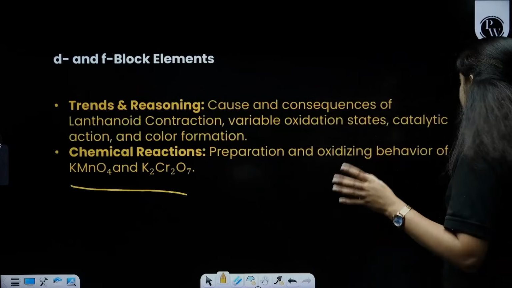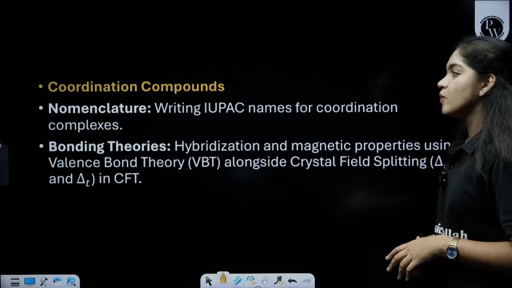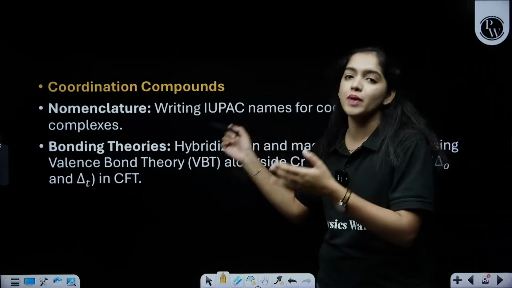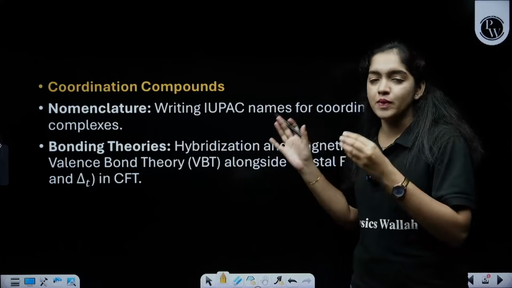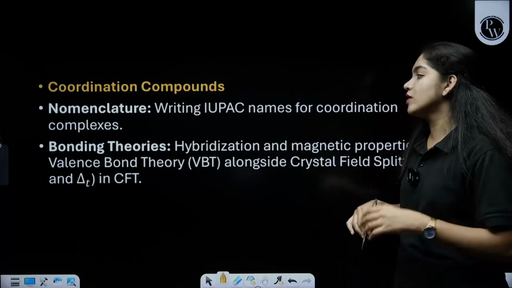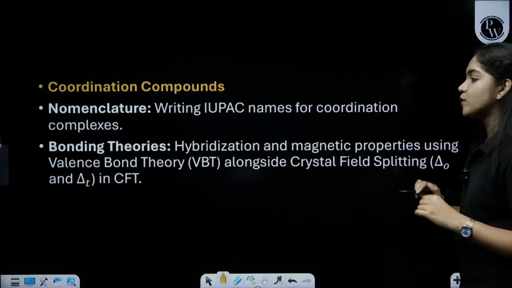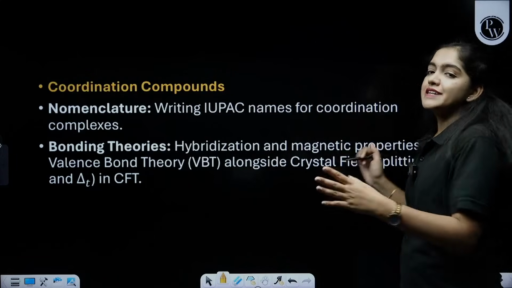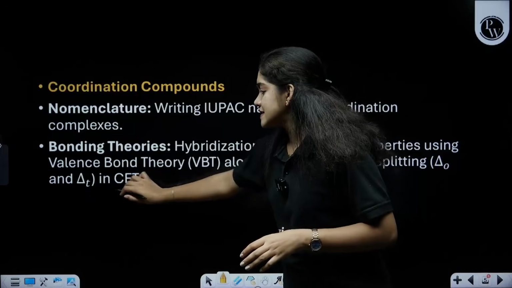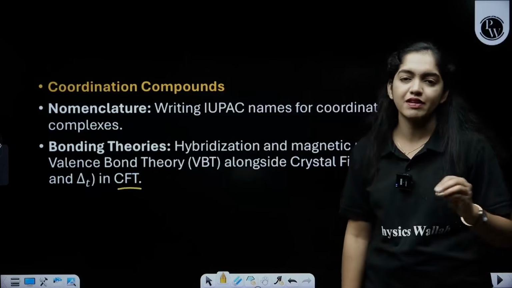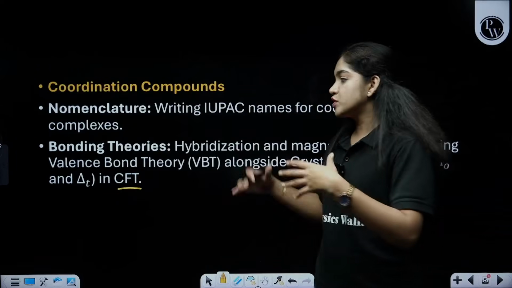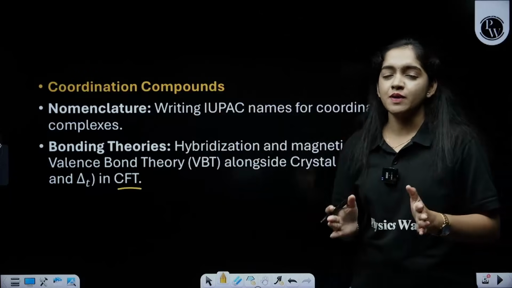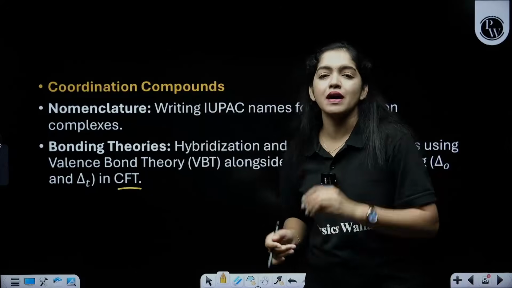Then our next chapter is Coordination Compounds, our 5th chapter. We want to give more importance to the nomenclature of coordination compounds, that is IUPAC naming, and the bonding theories like hybridization, magnetic properties, VBT, along with crystal field splitting in tetrahedral and octahedral complexes, that is CFT. Crystal field splitting theory is very important, and related to that we want to draw the splitting diagrams also. So learn that. That will help you score more than 3 marks in your boards.